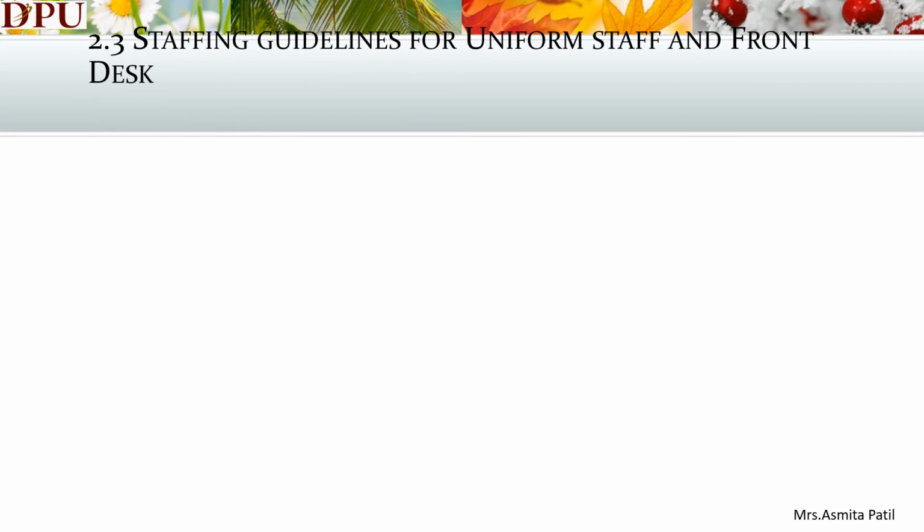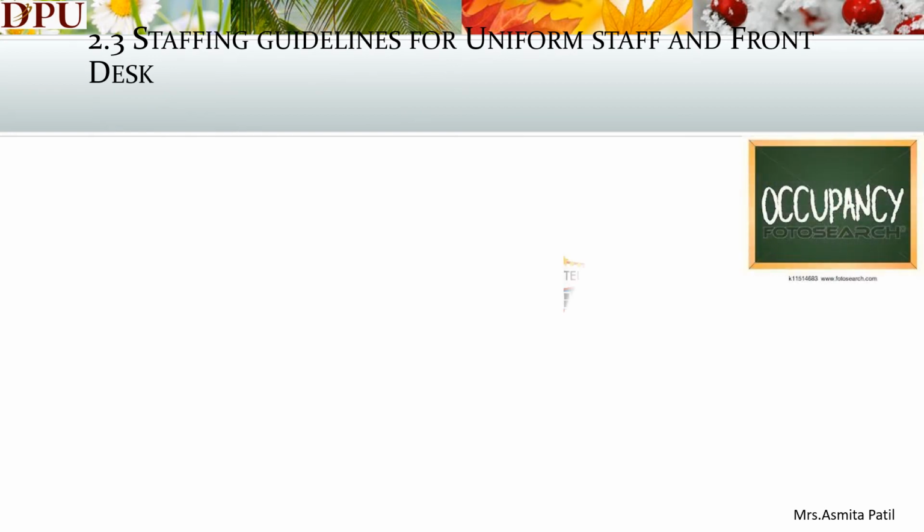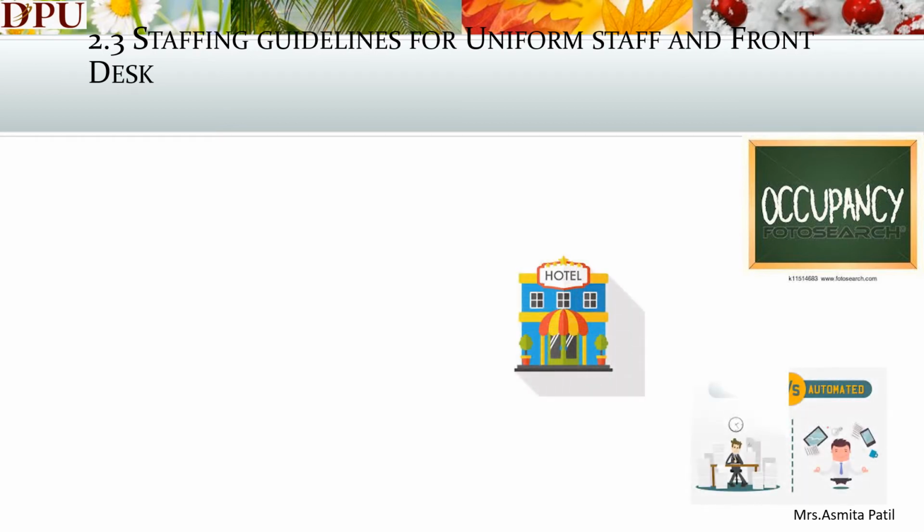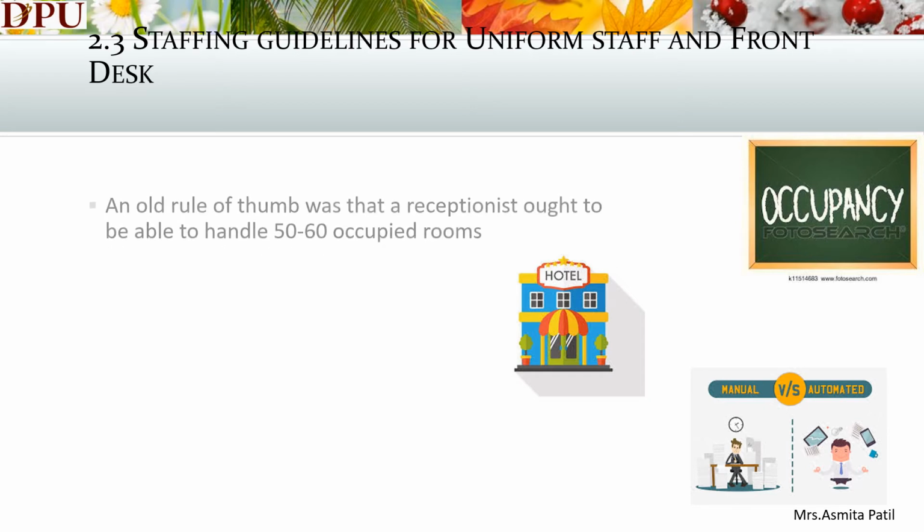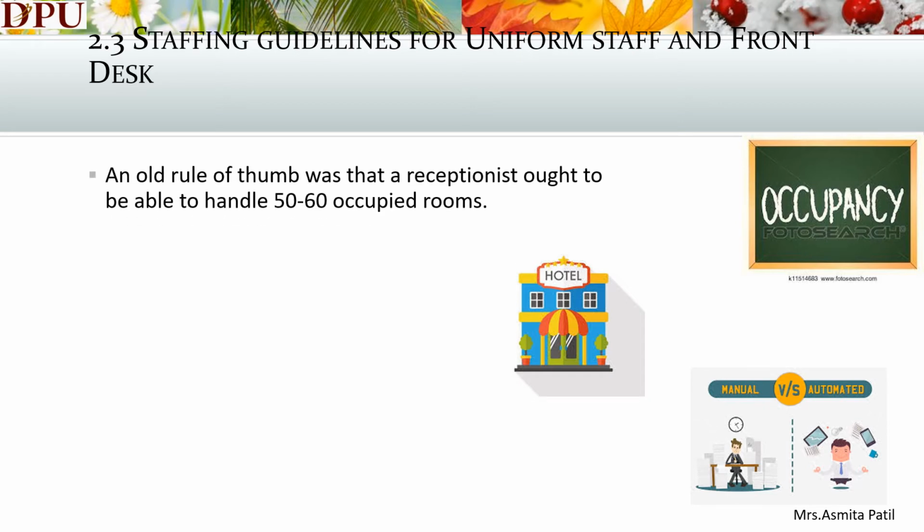Staffing guidelines for uniform staff and front desk. How many receptionists are needed? This is very difficult to say. An old rule of thumb was that a receptionist ought to be able to handle 50 to 60 occupied rooms.